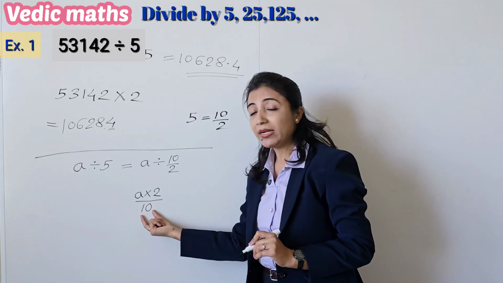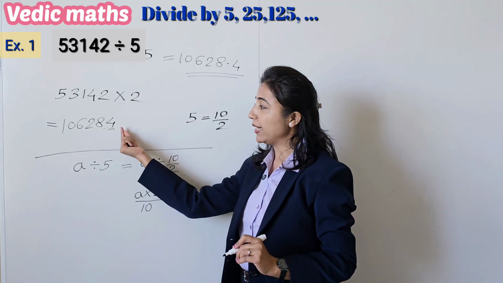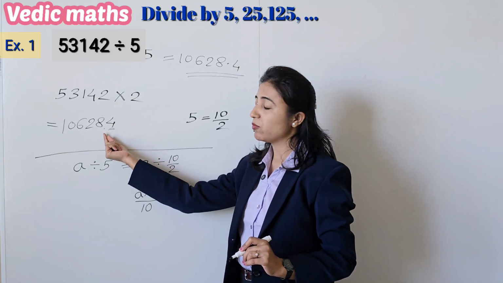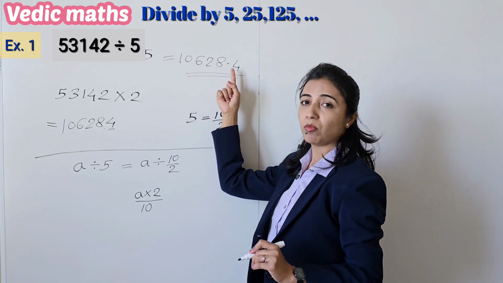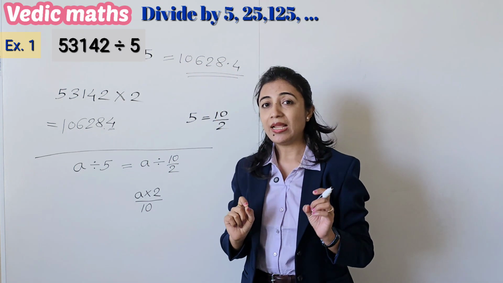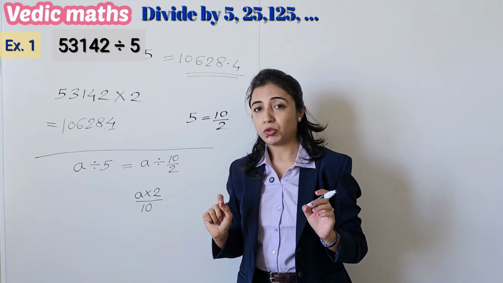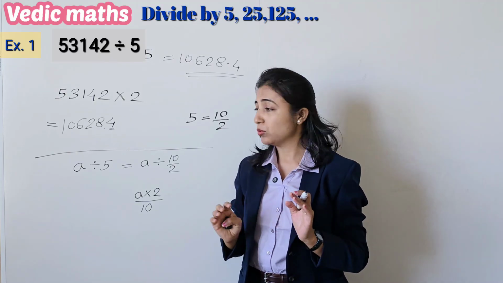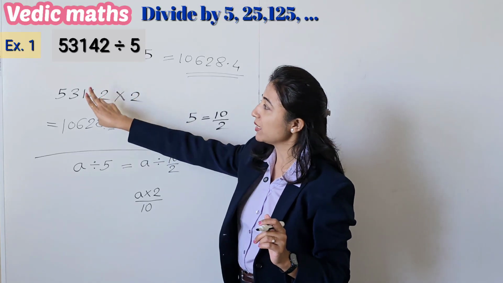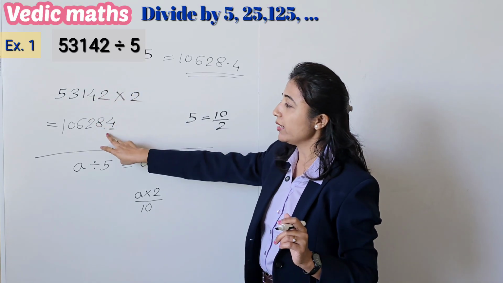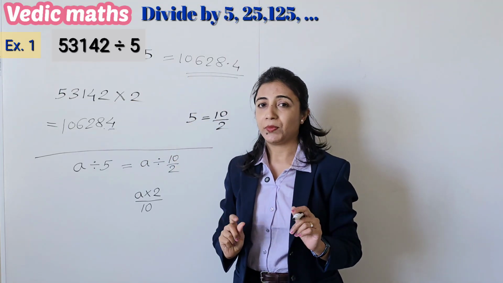And when the denominator is 10, we have to put the point after one digit, meaning from the right hand side we just have to put the point before the last digit. So that's why the answer is 10628.4. This method is simple and easy to use, and it will be really helpful when you are solving aptitude type questions, because at that time you have to save your time on calculation, and compared to division, multiplication is always easy. So just multiply any number by 2 and put the point after one digit, so you will get the final answer when we divide any number by 5.